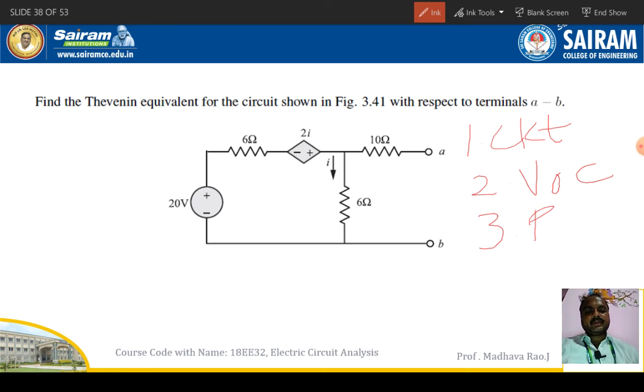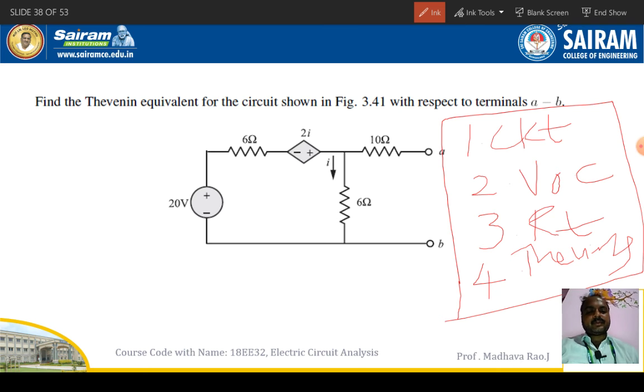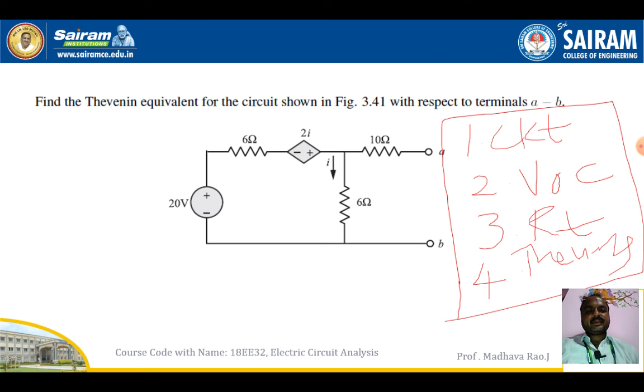Next one, Thevenin's resistance we have to find out, and fourth one is find the equivalent circuit of Thevenin's. Thevenin's equivalent circuit you have to find out. So these four steps we have to follow in this problem. Okay. So we'll see how we will find out this problem.